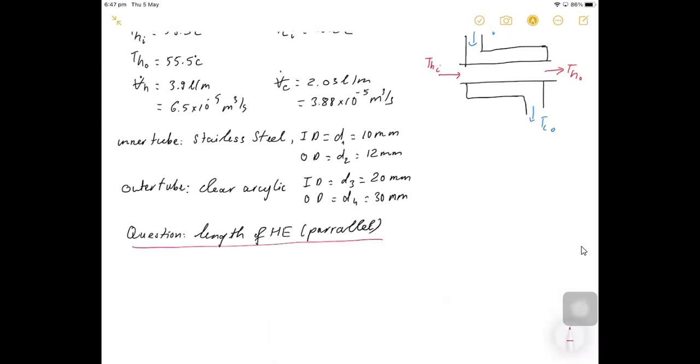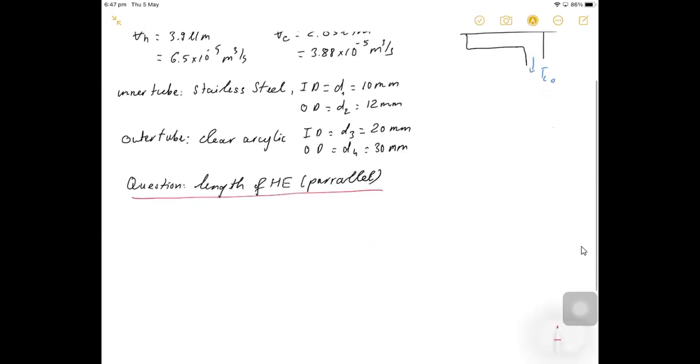Based on the equation I showed you, to find the length of the heat exchanger, we have to know the total heat transfer. We have to find the average hot temperature and average cold temperature. You have to find the convection heat transfer coefficient of the hot and cold water. So firstly, we find the total heat transfer of the hot water.